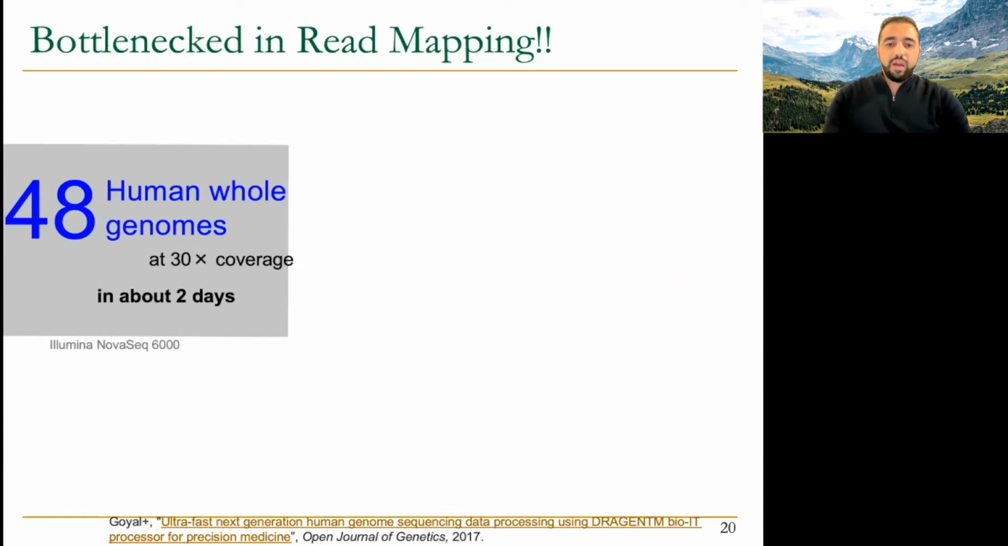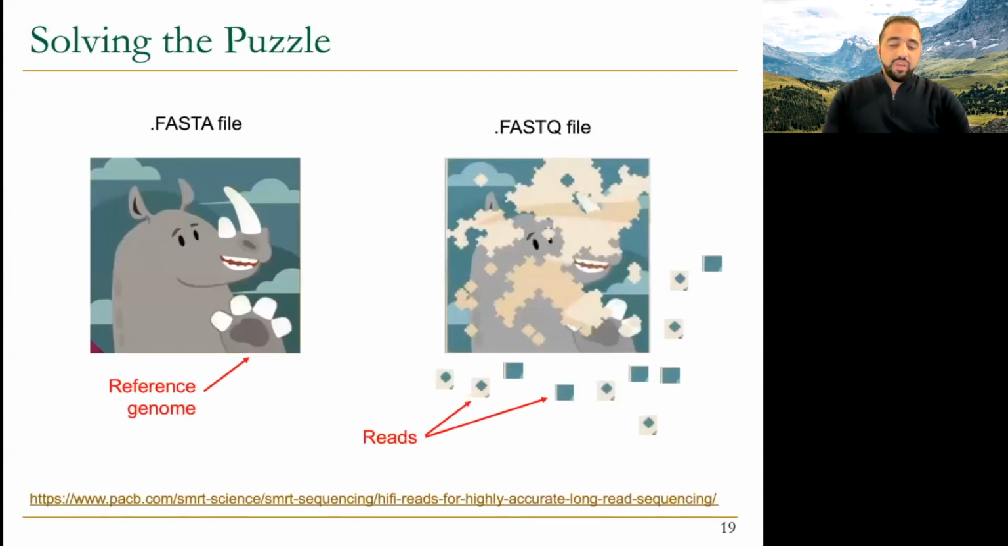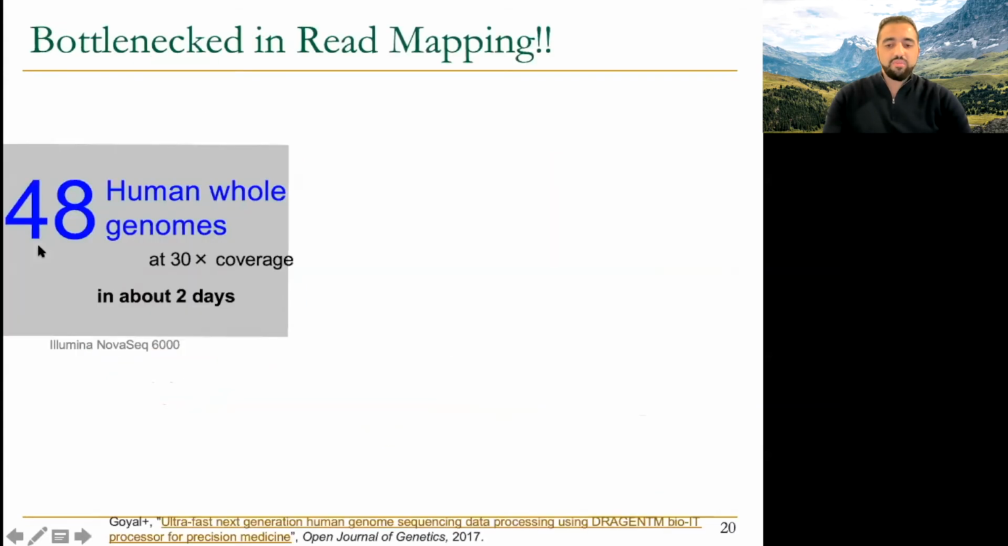Okay, so what's the problem? I forgot to tell you that this process we call read mapping, because we have these pieces, where each piece is called a read, and then we try to map each read to this picture, such that we have a read mapper. The sequencing machine, which tries to read your DNA, can process 48 FASTQ files in 2 days.